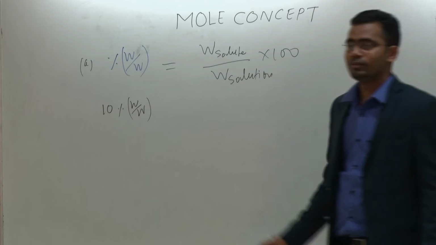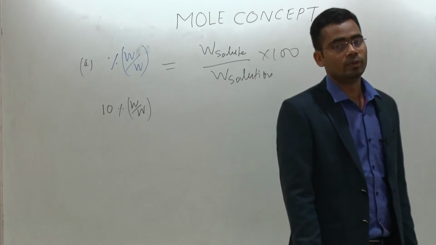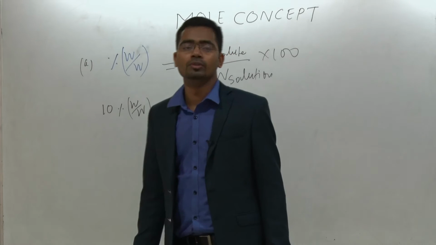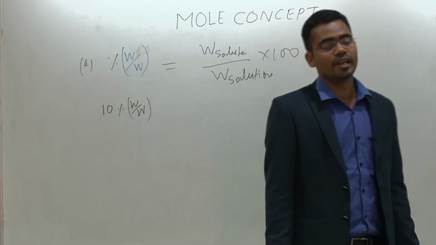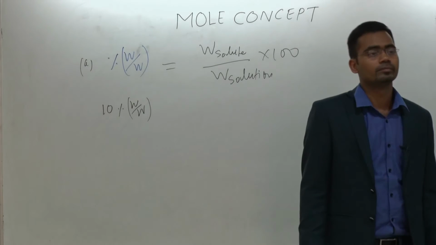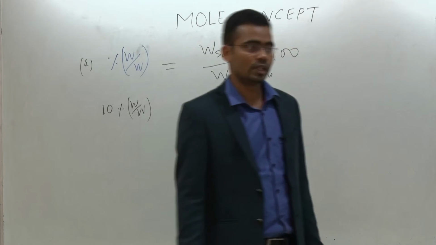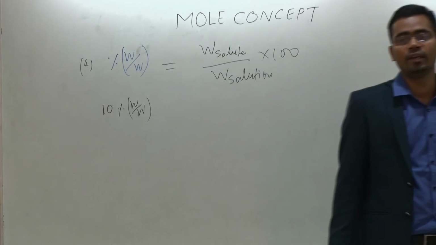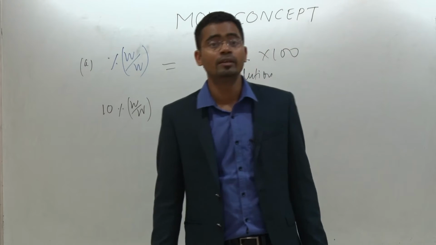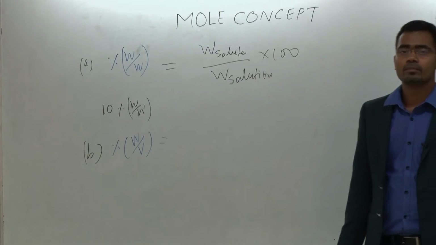Yeah. So write down: 10 grams of solute present in 100 grams of solution. Clear? You can also say 10 kg of solute present in 100 kg of solution.